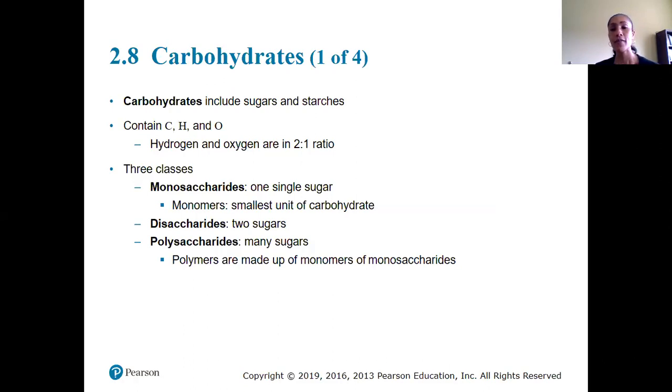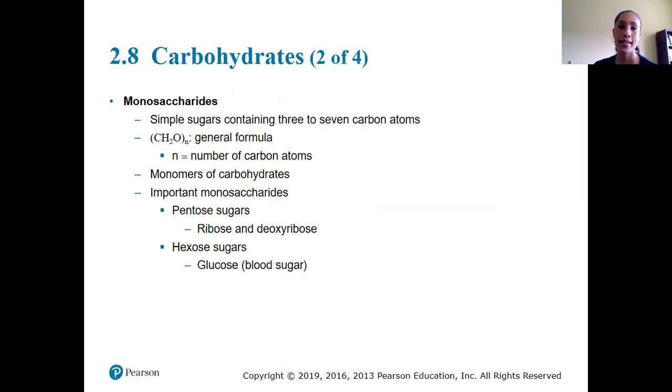A disaccharide is putting two sugars together and linking them through a chemical bond, so that would be two monomers coming together. A polysaccharide is many sugars linked together. So polymers are made up of monomers, linking many monosaccharides together to form polysaccharides. Examples of monosaccharides to remember: glucose, a very common monosaccharide because that's what our blood sugar is mostly composed of, and also ribose and deoxyribose. We find ribose in RNA and deoxyribose in DNA.